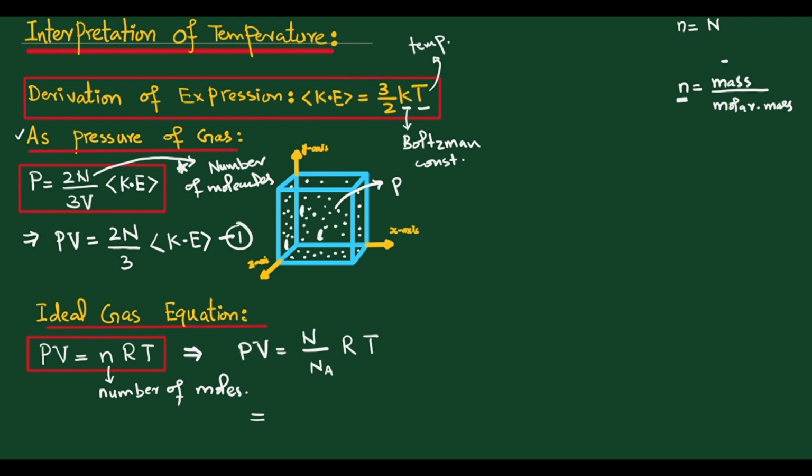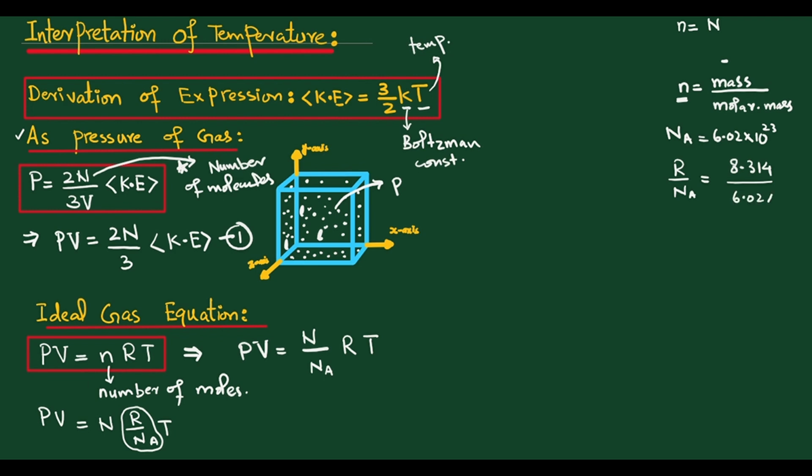From this equation, we get PV is equal to capital N times R divided by NA, multiplied by capital T. Here R divided by NA is another constant. R is the ideal gas constant, 8.314, and NA is the Avogadro number, 6.02 times 10 raised to power 23 atoms or molecules. Here we are considering the molecules.